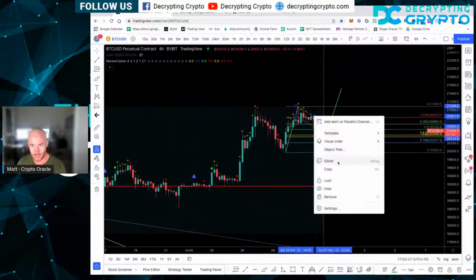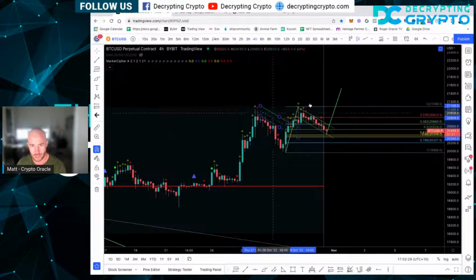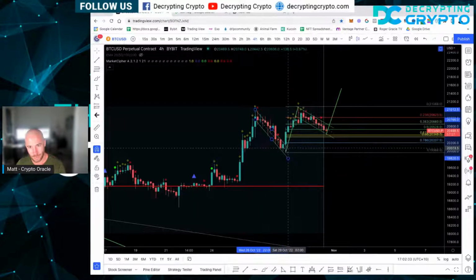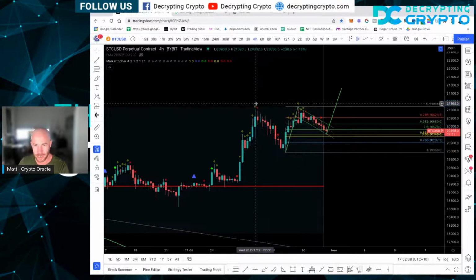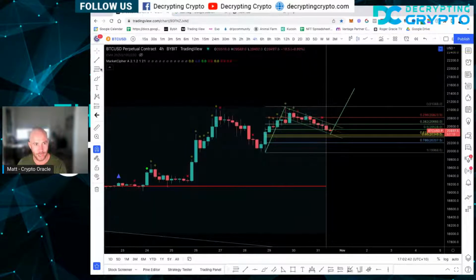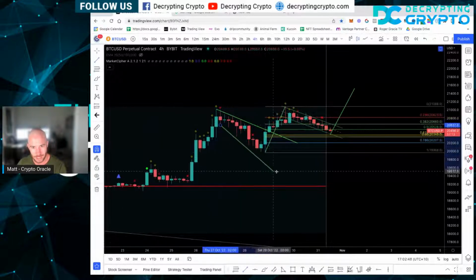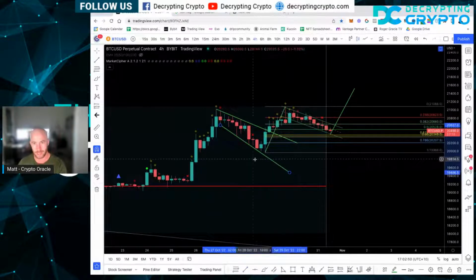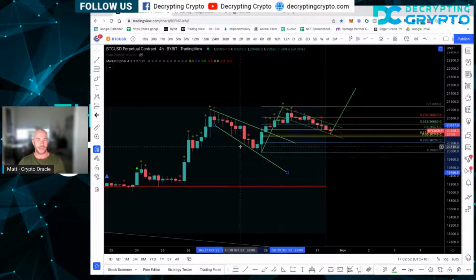I guess you can say that we had one just here as well. Let me just clone this. I mean, you can play around with it, but no, it wasn't really a bull flag. It was probably more like a broadening wedge. I don't want to get too technical, but these are just some of the patterns that you can find if you're a pattern trader. So, a descending broadening wedge, that's another one.